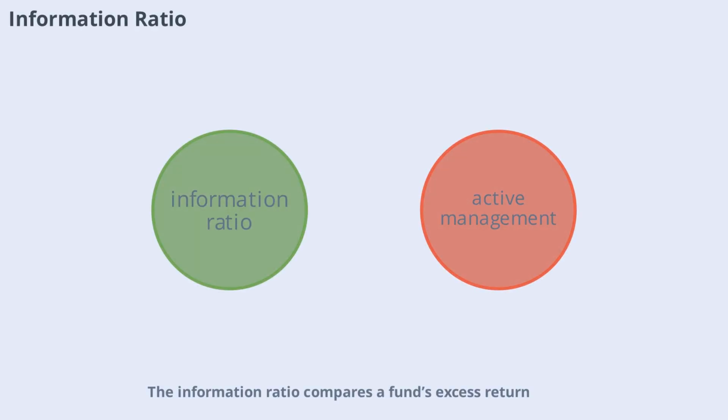Information ratio compares a fund's excess return over its benchmark to the amount of risk taken, as measured by tracking error. A higher information ratio means the fund is delivering more return for each unit of risk. This metric is useful for evaluating active managers who aim to outperform the market, helping you identify those who consistently add value.